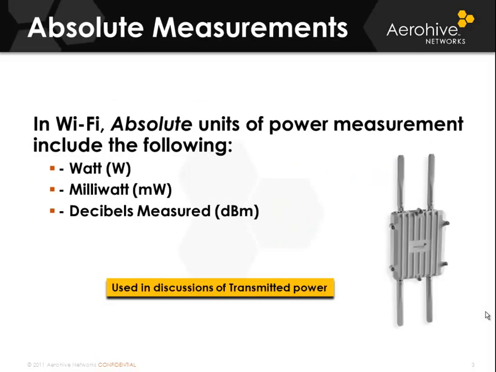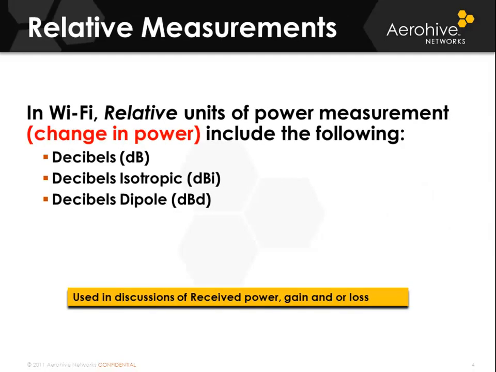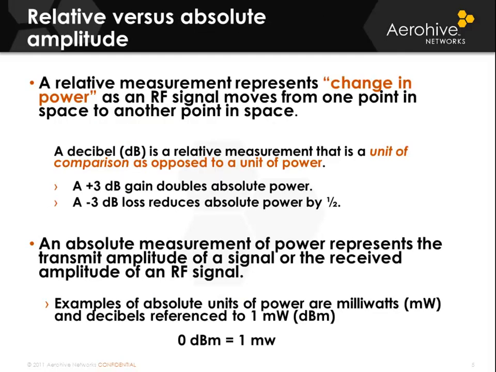Absolute measurements. In Wi-Fi, absolute units of power measurement include watt and milliwatt and decibels measured, or dBm. Relative measurements in Wi-Fi include such things as decibels, decibels isotropic, and decibels dipole, used in discussions of receive power, gain, or loss. A relative measurement represents a change, not an absolute. It is just how the things have changed in power.